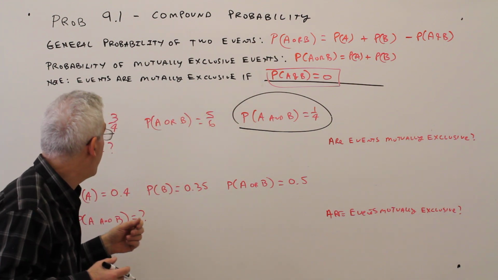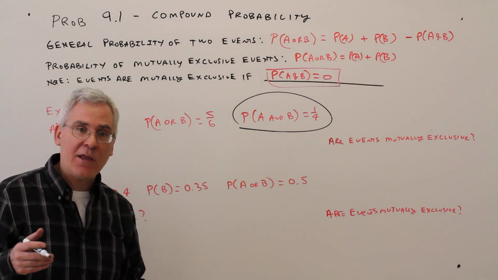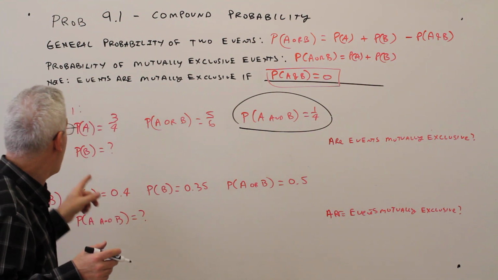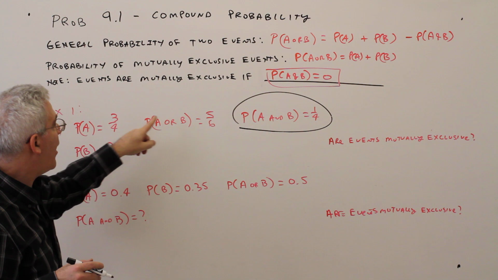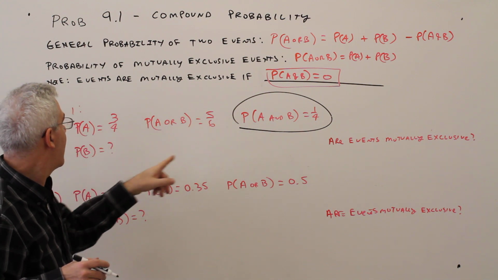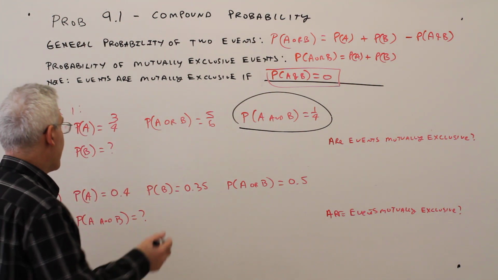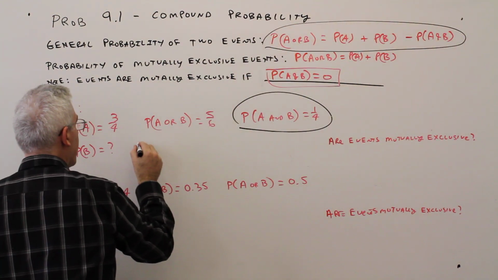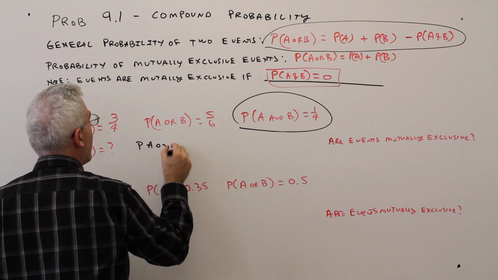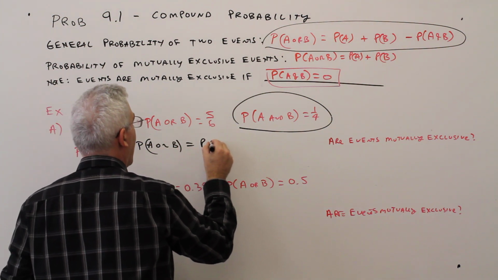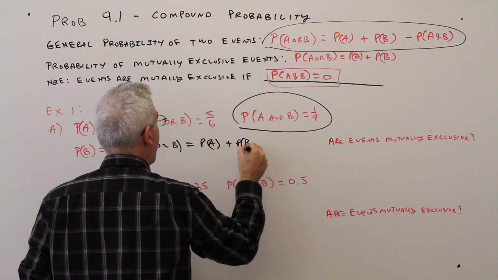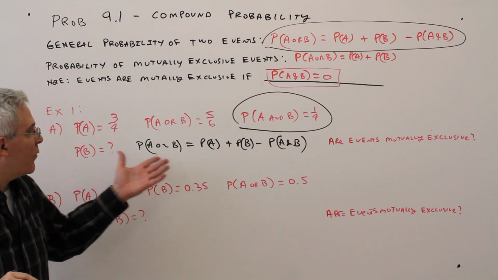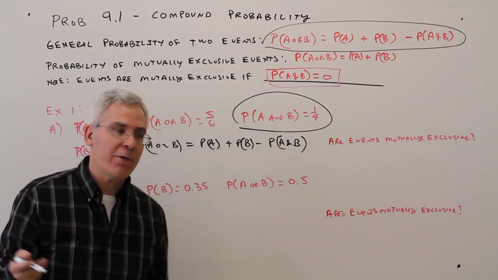Okay, let's go through example 1. We're just given some probabilities, asked to find some others, and state whether it's mutually exclusive or not. All right, probability of A is that, A or B is that, A and B is that. Find the probability of B. We're just going to start with the equation right here. So the probability of A or B equals the probability of A plus the probability of B minus the probability of A and B. In these problems, there's 4 things. You'll know 3 of the 4.